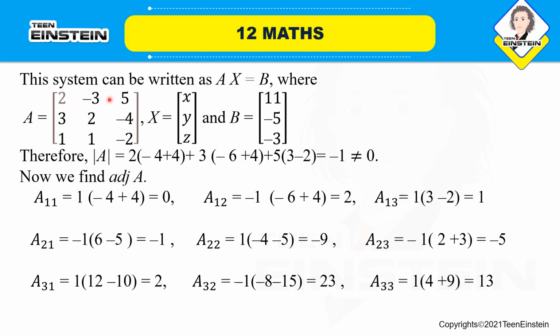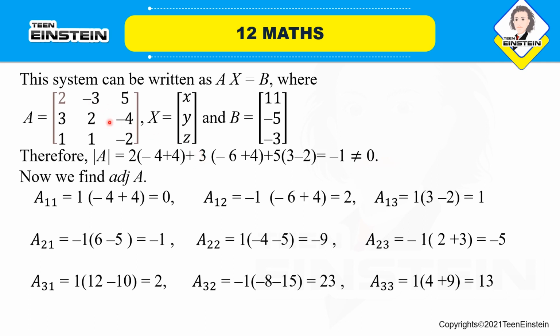Expand along the first row. So 2 into, in the downward arrow we will be getting minus 4 plus 4. It becomes plus 4 plus 3. Already we have in the 1 2 position minus 3, so we'll be getting a positive sign. Here when you are expanding you'll be getting minus. Already we have minus, so it becomes plus.